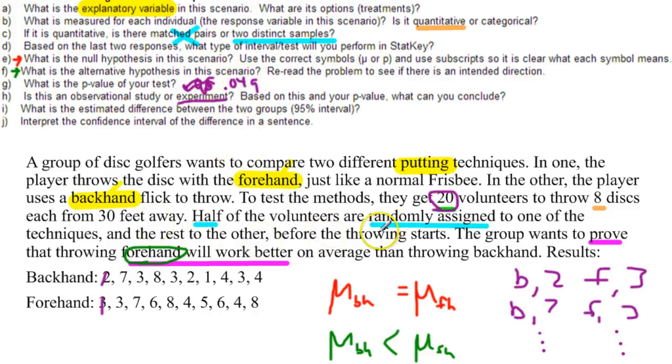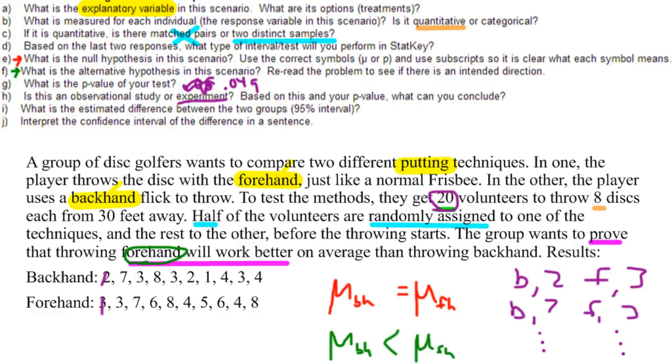If this was not an experiment, I would just say that people who threw forehand did better. I don't know why they did better, but they did. And if our p-value was something like 0.07 or 0.19, something not statistically significant, then I would simply say there's no relationship between which hand you use and how well you do. Our data doesn't really prove anything, and you don't have to worry if it's an experiment or not.